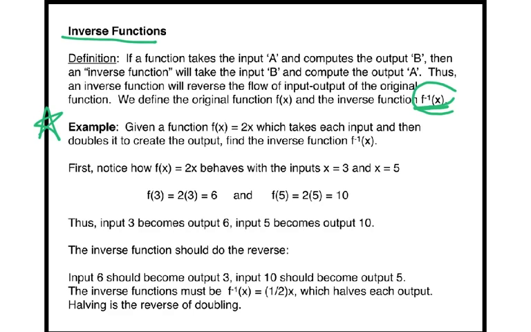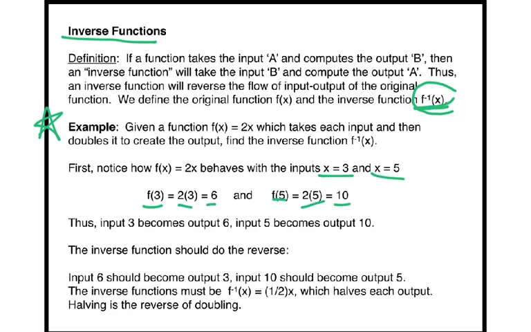Here's an example. Given a function f of x equals 2x, which takes each input and then doubles it to create the output, find the inverse function f inverse of x. First, notice how f of x equals 2x behaves with the inputs x equals 3 and x equals 5. If you plug 3 into the function, it's 2 times 3, which is 6. It doubled it. If you plug 5 into the function, it's 2 times 5, which is 10.